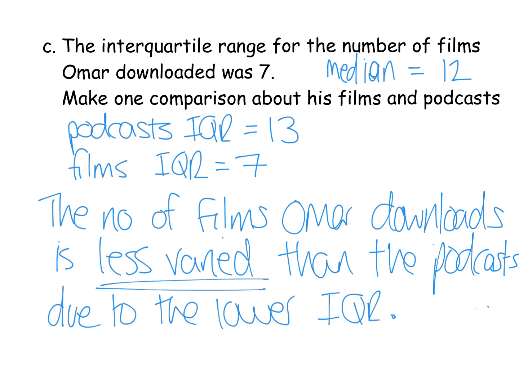And I would say on average, because that 12 is lower than the 19 in the previous example, the number of films is less on average. So that would be my second sentence: on average, the number of films he downloads is less, purely because the median was lower. And that just means the first 50% of your answers are a lot lower than the first 50% of the other answers. Anyway, I hope that's helped.